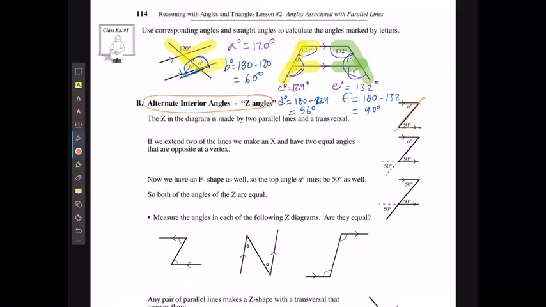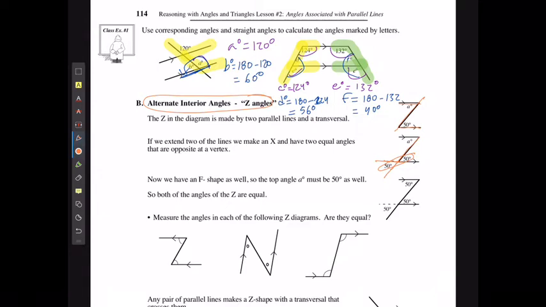If we extend two of the lines, we make an X and have two equal angles that are opposite at a vertex. So if I extend the line down here, extend the line over here, then I'm going to wind up with this X shape, and I know that these two things have to be the same.